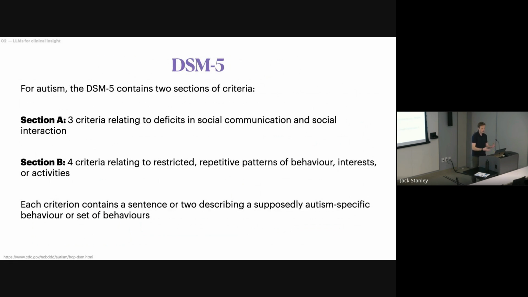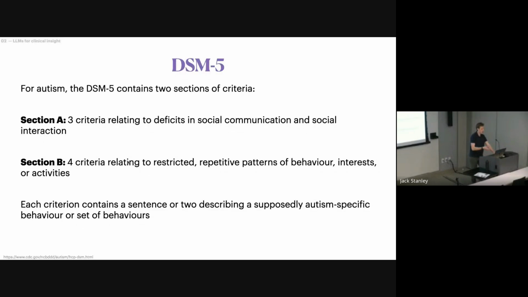So just a brief overview of the DSM-5. This contains 2 sections of criteria. The first section contains 3 criteria relating to deficits in social communication and social interaction. The second, section B, contains 4 criteria relating to restricted repetitive patterns of behavior, interests, or activities. And importantly, the DSM-5 recommends that 3 out of the 3 criteria in section A, and at least 2 of the 4 in section B, need to be present to conclude that there's a diagnosis of autism. So these are recommendations.